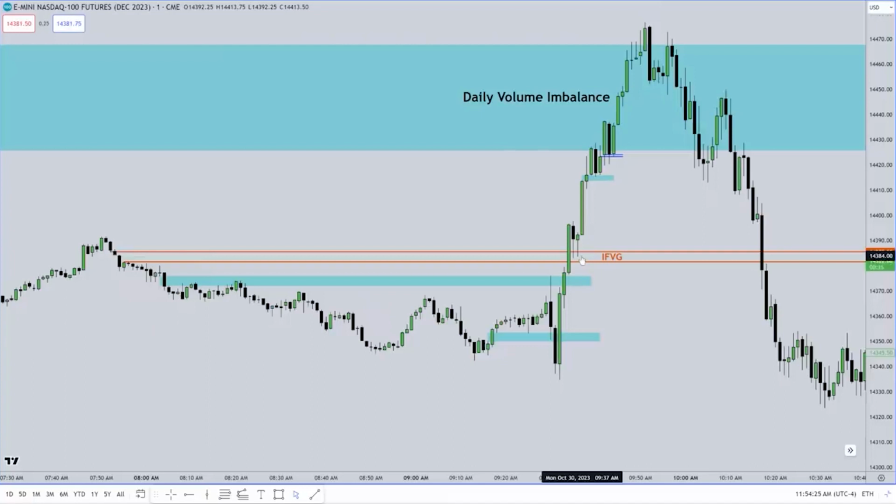The midpoint of an inefficiency or an actual gap is consequent encroachment. It's the midpoint. The differentiation between an order block, which is a real range that has been offered liquidity, where the range has closed with a body like this right here, the midpoint of that is mean threshold. So that's the two distinguishing factors that make up the midpoint.